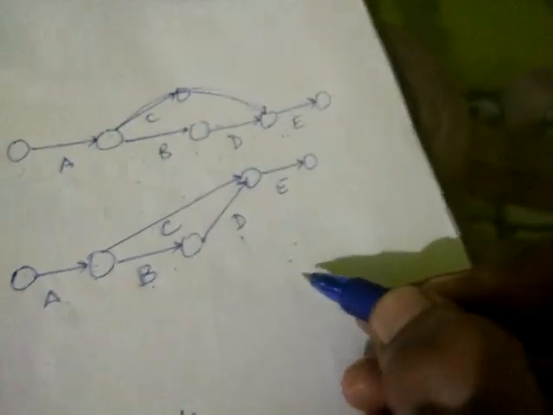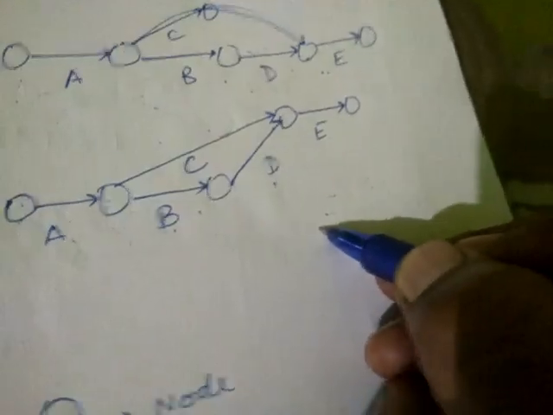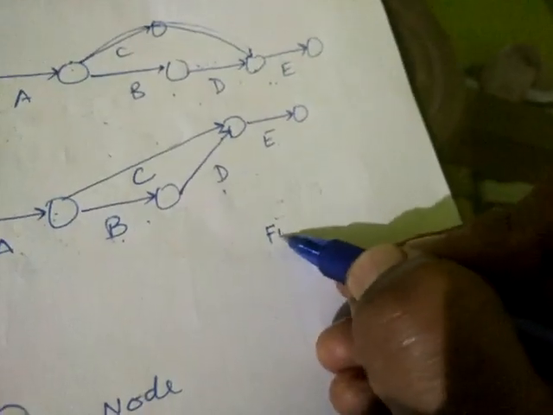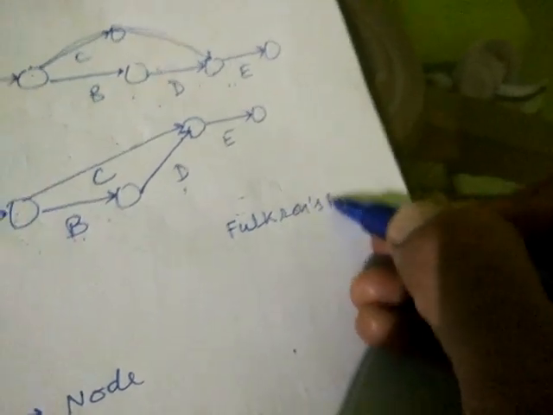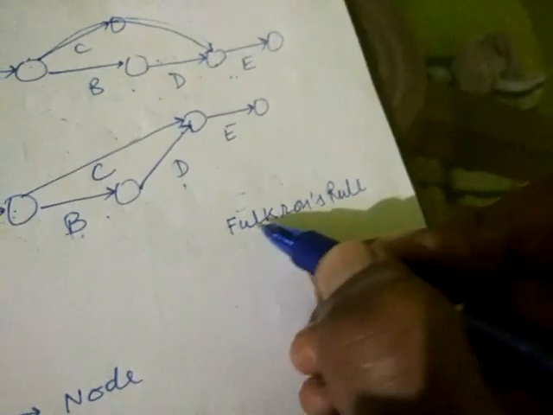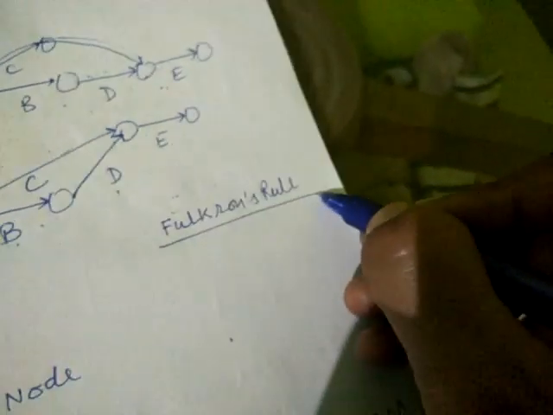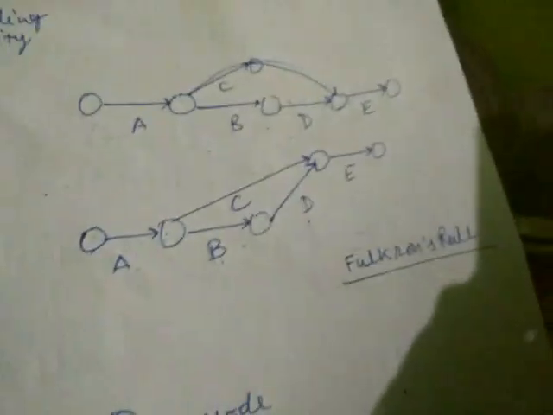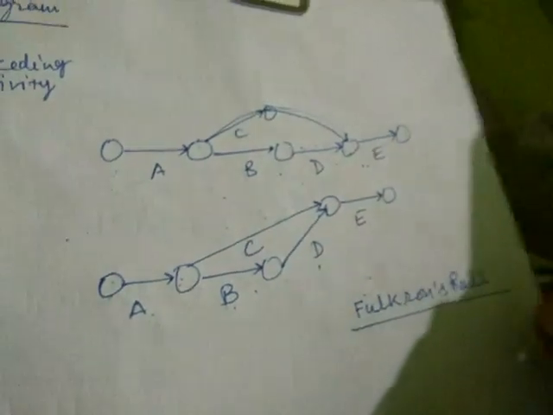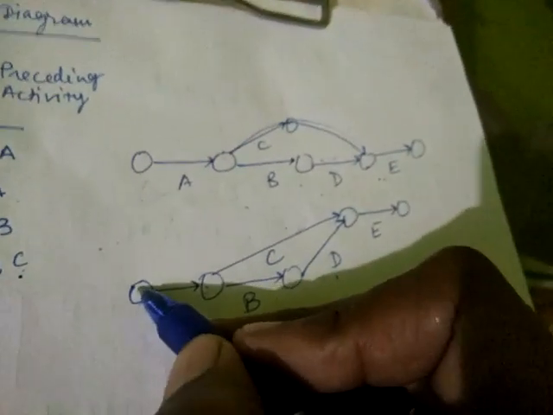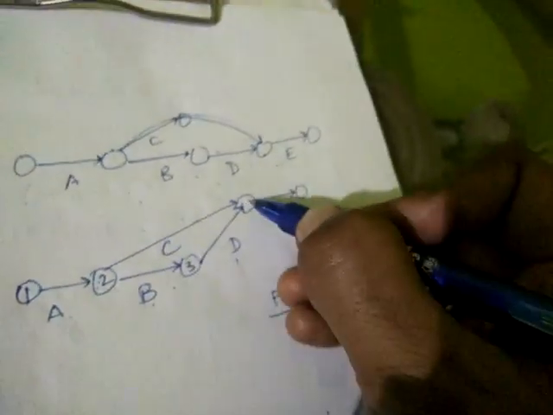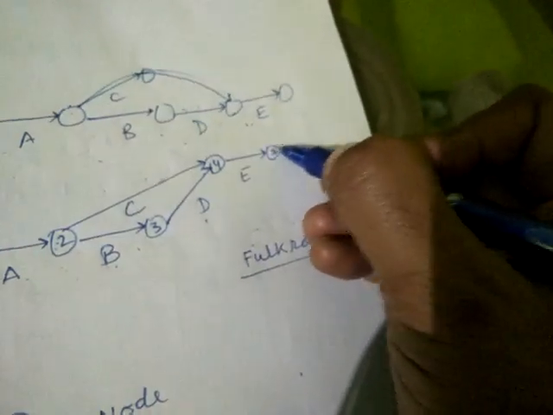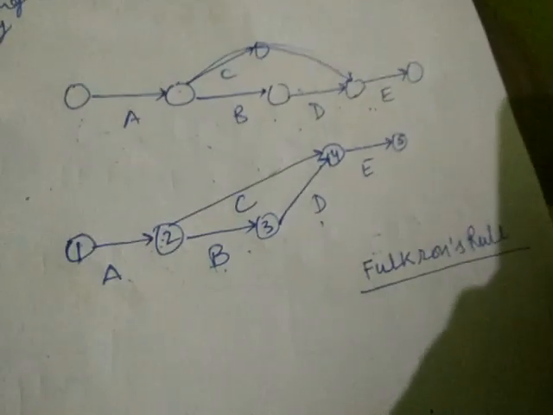There is one rule for writing numbers on these events, that is known as Fulkerson's rule. Don't be afraid by listening to this difficult name, because it is a name only, and the way to write the numbers I will tell you, that is very easy. Just start from here: it is 1, 2, 3, 4 and 5. This is simply Fulkerson's rule.